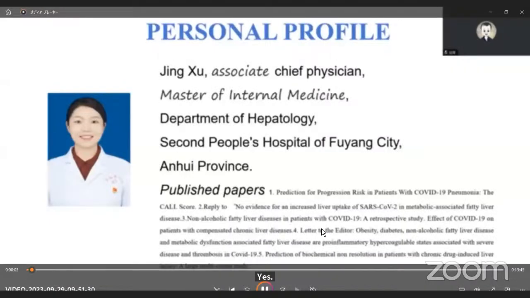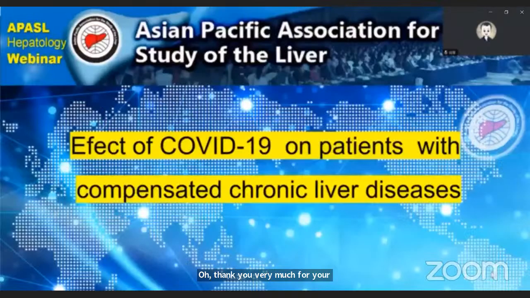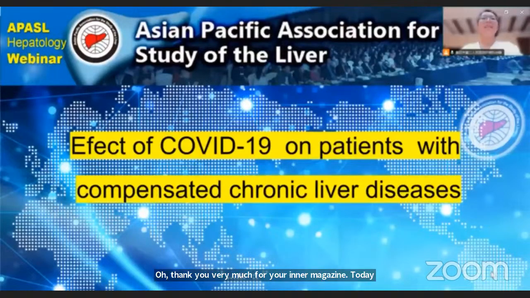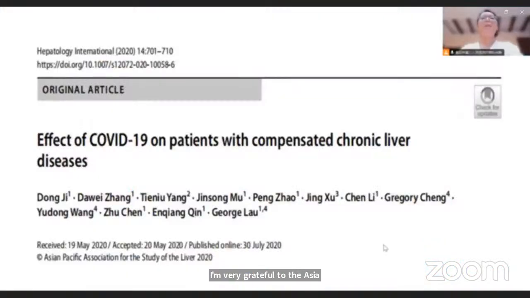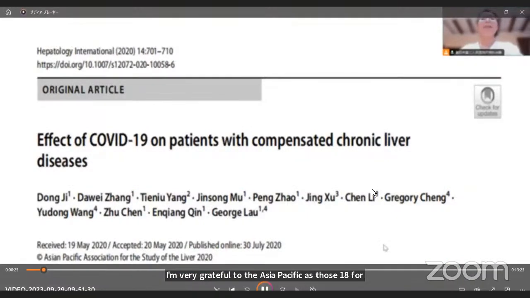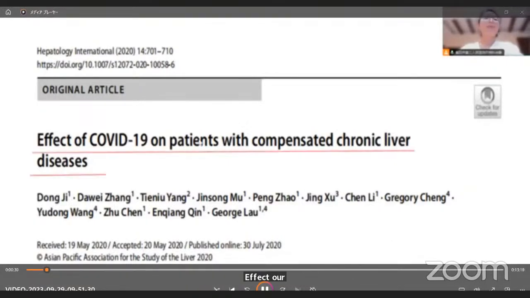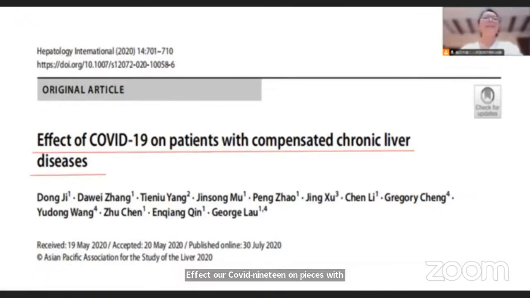First of all, thank you very much for your introduction. Today is the Mid-Autumn Festival, and I wish all professors a happy holiday. I'm very grateful to the Asia Pacific Association for the Study of the Liver for paying attention to my team's article, Effect of COVID-19 on patients with compensated chronic liver disease. I'm honored that our article can be rated as best publication in Hepatology International ACLF.